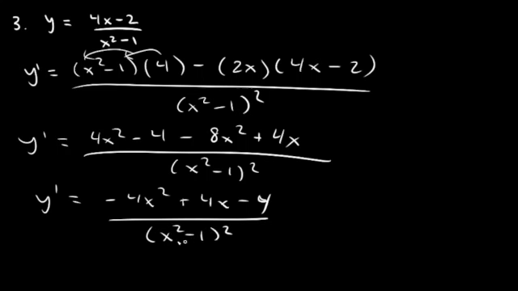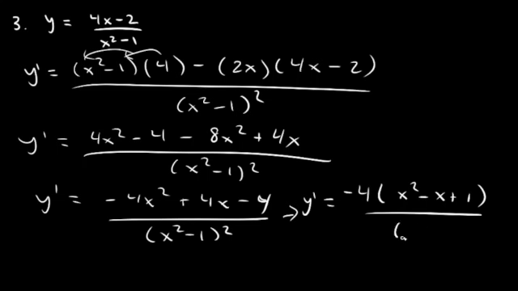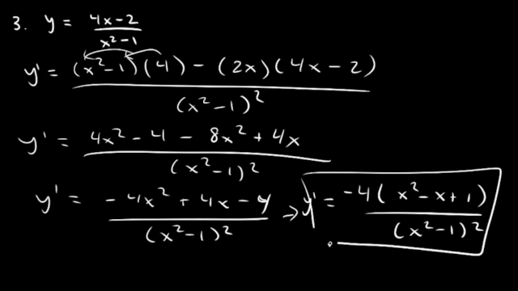Now this, you could leave this as your answer, right? Because this is pretty much it. But if you want to simplify a bit more, what you can do is y prime is equal to, just factor out the negative 4. And you get x squared minus x plus 1 over x squared minus 1, squared. And that would be your answer. So similar to the product rule, you just got to make sure you know how to do derivatives and just follow the formula and you're pretty much set.